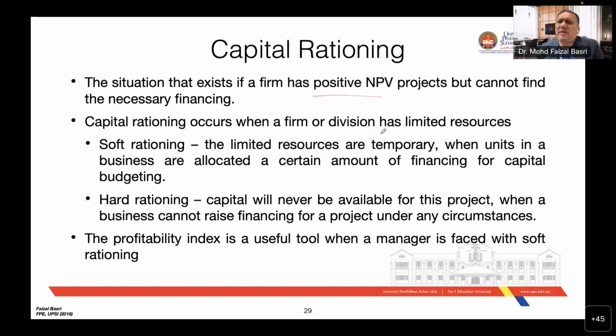However, you have problems with financing, meaning you don't have enough cash or you don't have enough funds to finance this project. So what can you do? There are two types of what we call capital rationing. Rationing is basically how to save cash when you have limited resources. So there are two ways to get your funding. Either you use soft rationing or hard rationing. Soft rationing is usually more on a temporary basis.